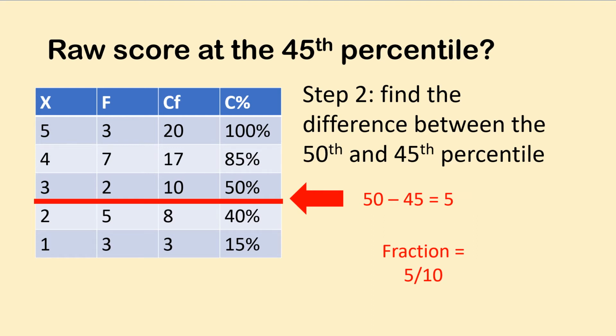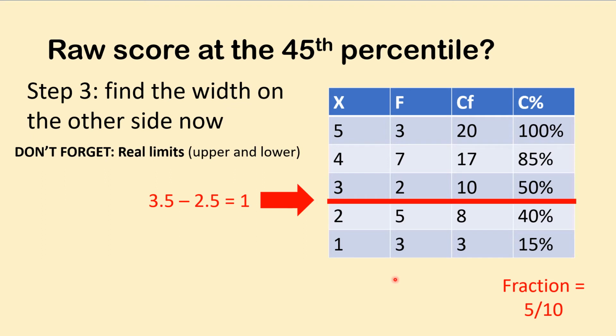The next step now is to find the difference between that upper limit and the 45th percentile. Here the upper limit is 50, and the 45th percentile is the value that we're looking to uncover. So 50 minus 45 equals 5. And with these two values now, we can create our fraction. The width of the interval was 10, and the difference between the upper limit and our value of 45 is 5. So we get a fraction now of 5 over 10.